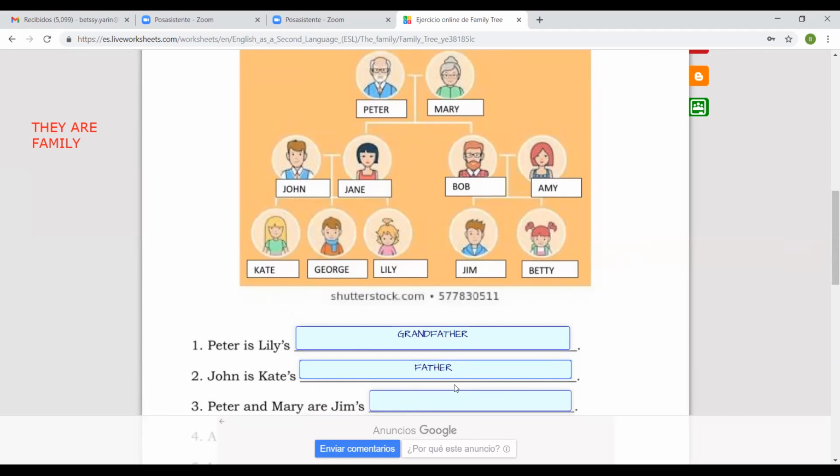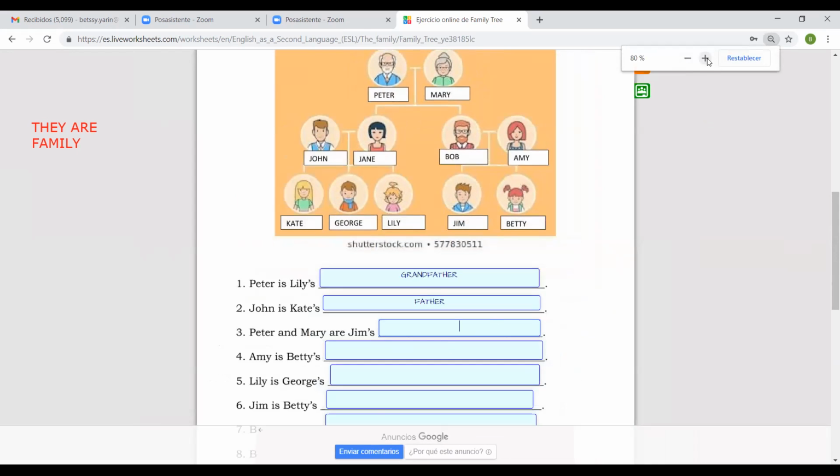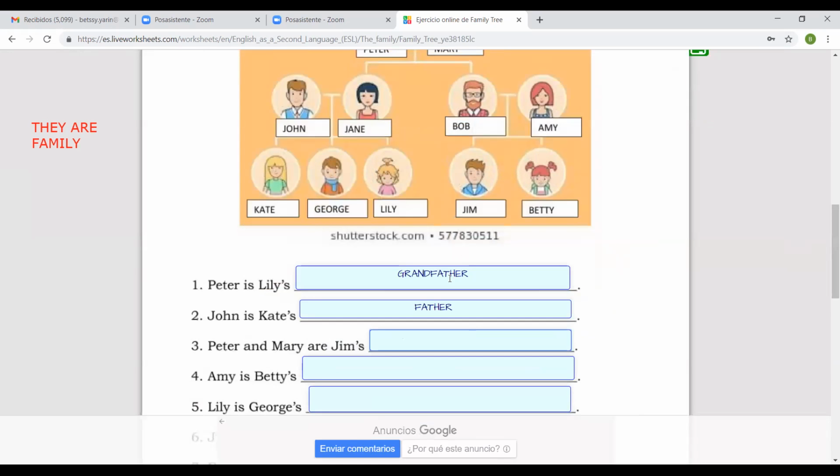Jim's grandparents. Excellent. Grandfather and grandmother are in singular, yes? But if I want to talk about both of them, I have to say grandparents, okay? Peter and Mary are Jim's grandparents. Okay, very good. What about in number 4? Amy is Betty's mother. Very good. Amy is Betty's mother.